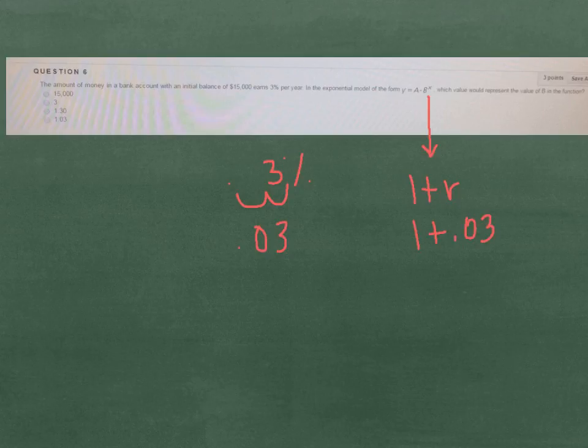Question number 6. The amount of money in a bank account with an initial balance of $15,000 earns 3% per year. In the exponential model of the form y equals a times b to the x, which value would represent the value of b in the function? Remember, b is your growth rate. So it's 1 plus the interest rate. The interest rate is 3%, but as a decimal, it's 0.03. So what's 1 plus 0.03? Just put it together. It's like $1 plus 3 cents. So the answer is 1.03, which would be the last answer choice here.